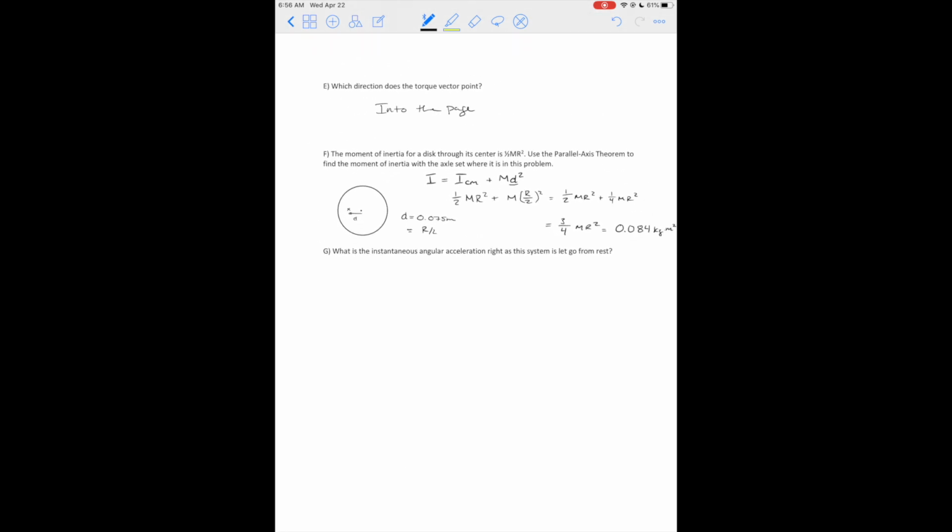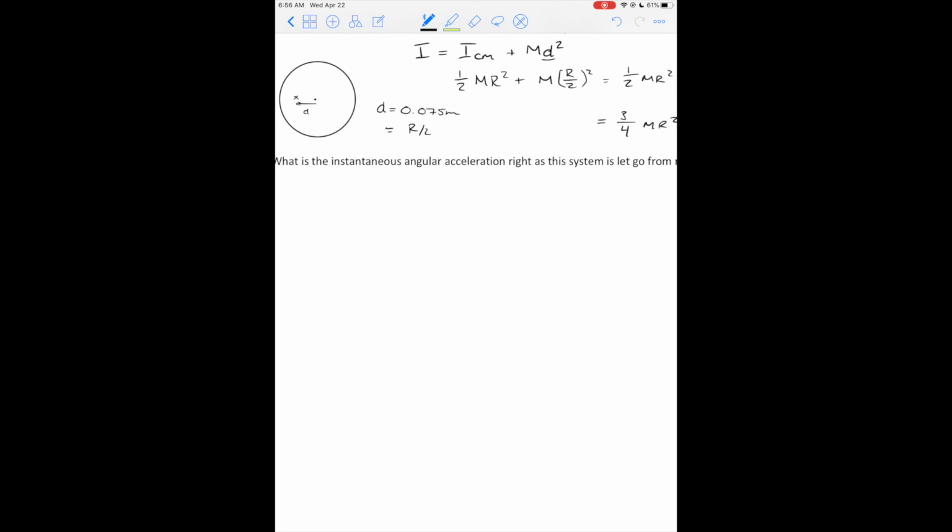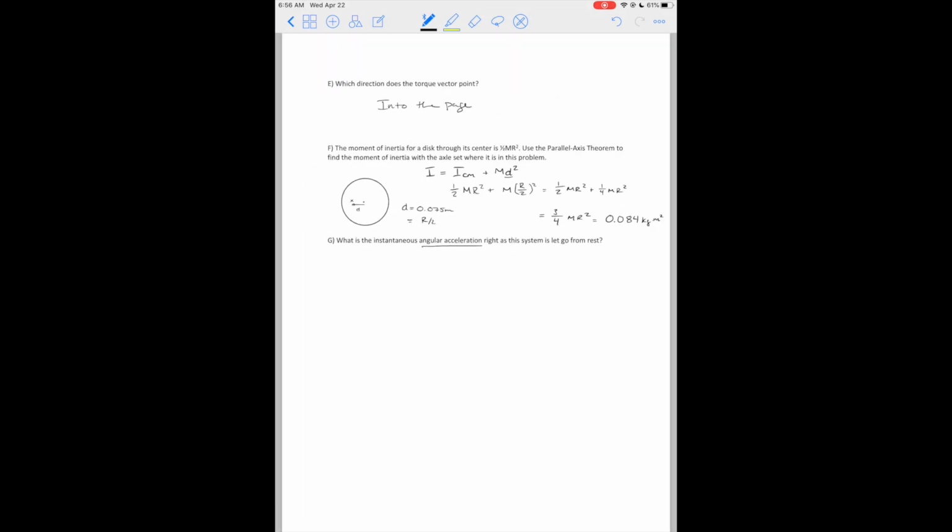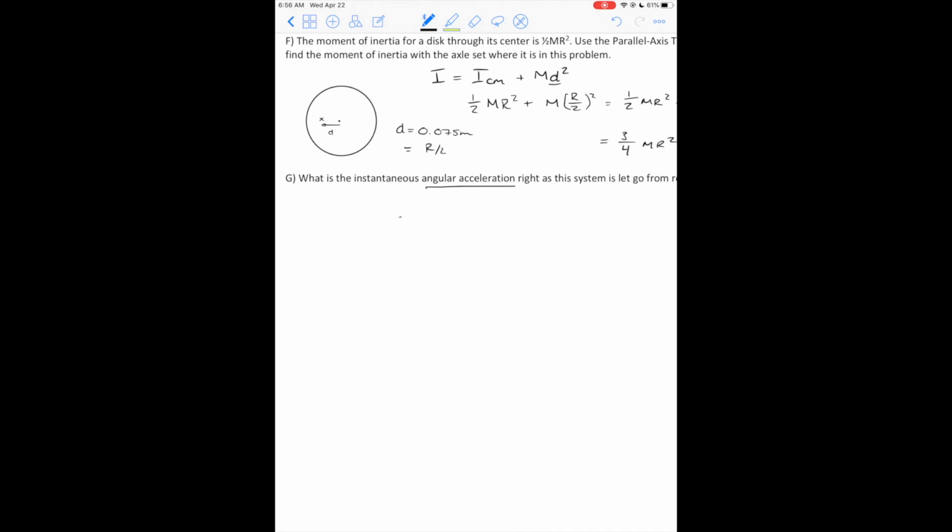Finally, what is the instantaneous angular acceleration right as the system is let go from rest? If I think about all the pieces I have at this point, I have something like this rotational force, I have torque, I have this rotational mass, this moment of inertia. I'm trying to find this angular acceleration, right? So I think I have all the pieces to say, instead of F equals ma, I have torque equals I alpha.